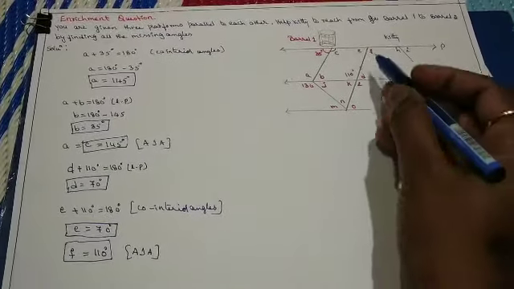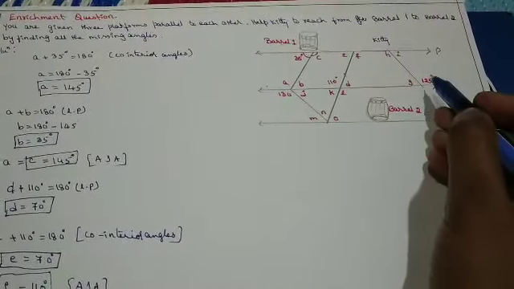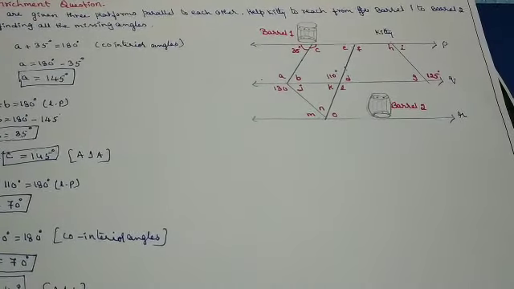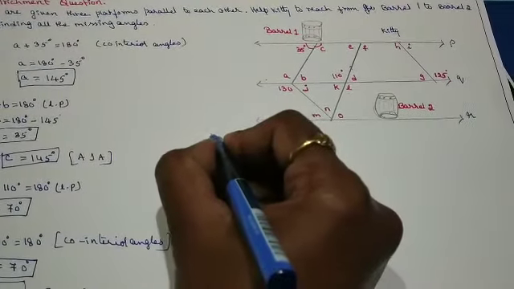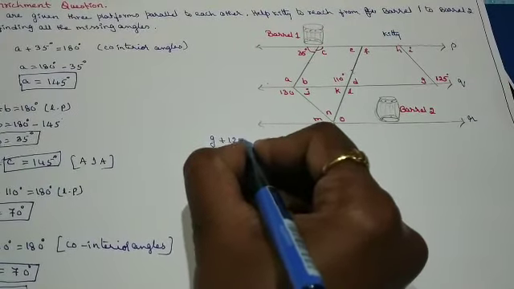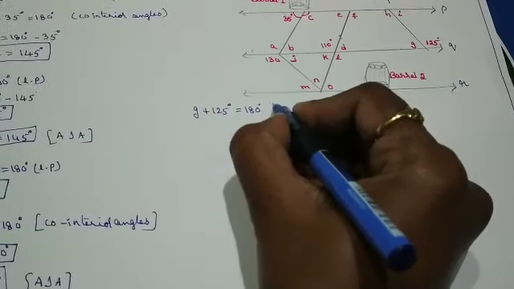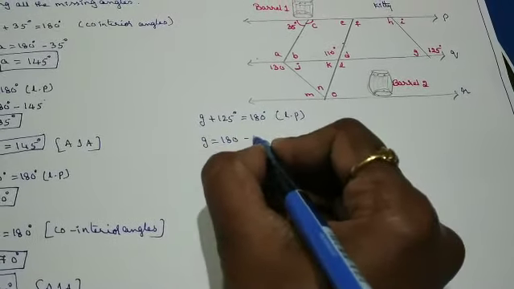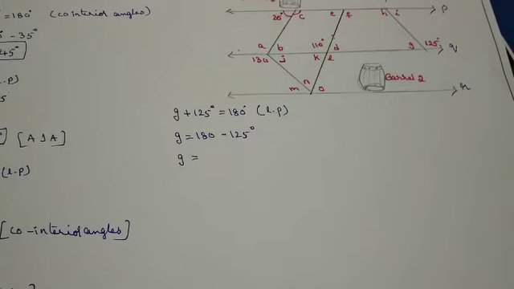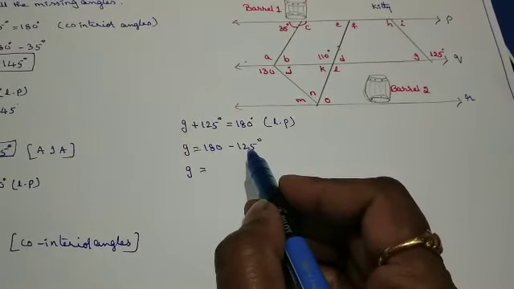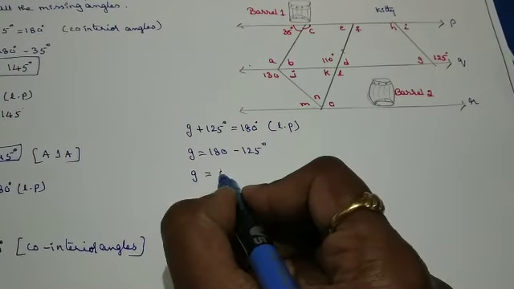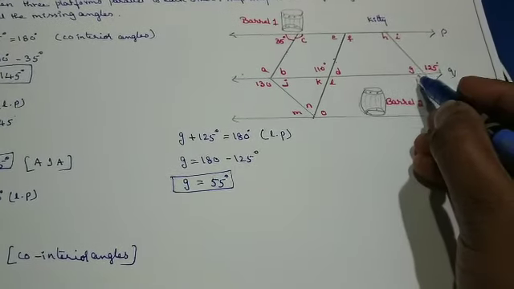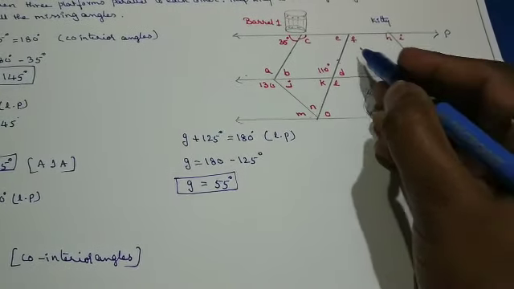After F, G. Then how this G is related with respect to 125? Yes, they stand under linear pair. So G plus 125 equal to 180 degree. Reason? Linear pair. Then G equal to 180 minus 125. Then G equal to 180 minus 120 is 60, 60 minus 5 is 55 degree. Now with the F. E, F, G.